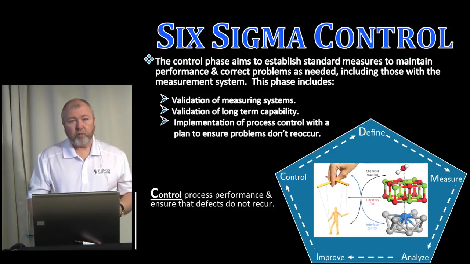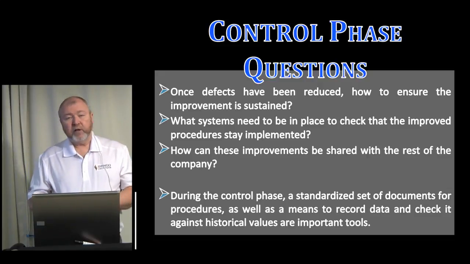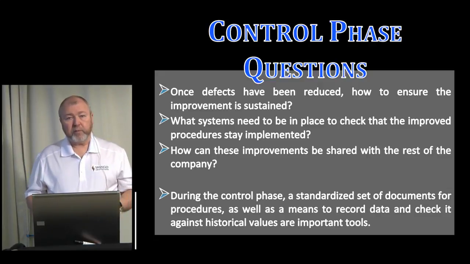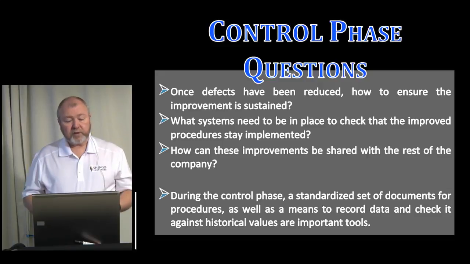So in control, what are we doing? We are controlling process performance and ensuring that the defects that we've identified in the past, the ones that we've worked on, don't recur. So once defects have been reduced, one of the things that we need to know is how is it that we ensure that the improvement that we implement is sustained? So that is the first common question that we have in the control phase. Other common questions include what systems need to be in place to check that the improved procedures stay implemented. And how can those improvements be shared with the rest of the company?